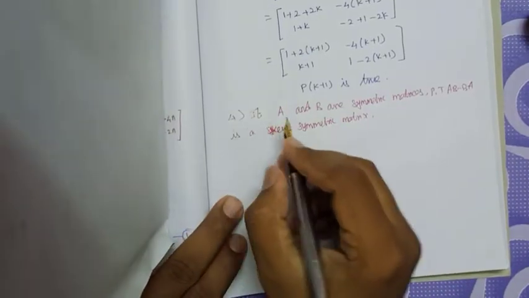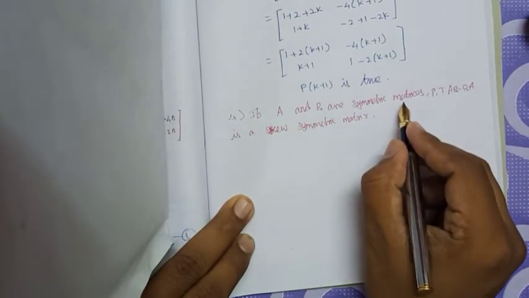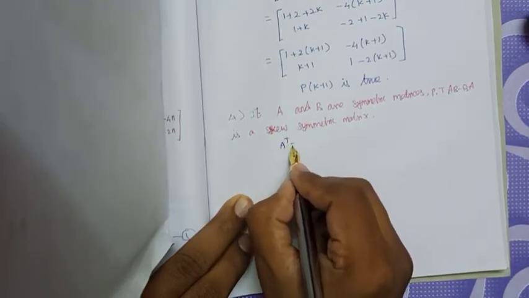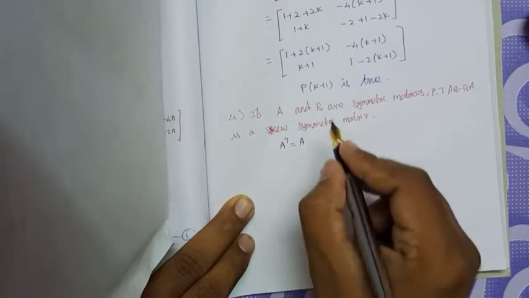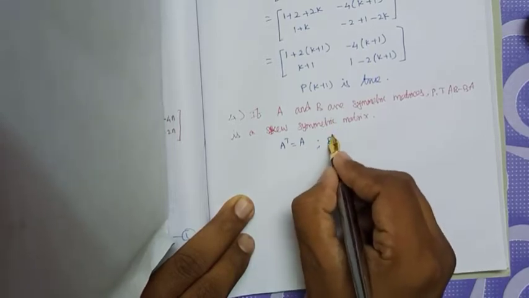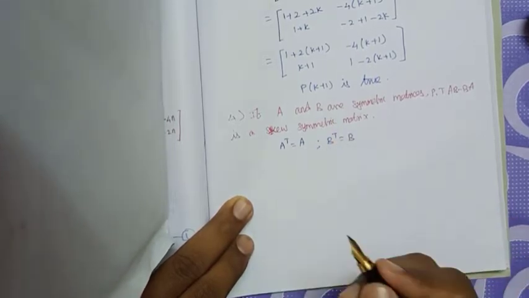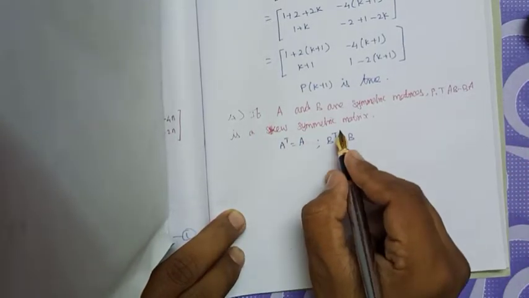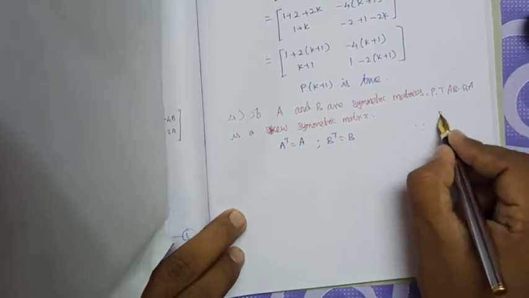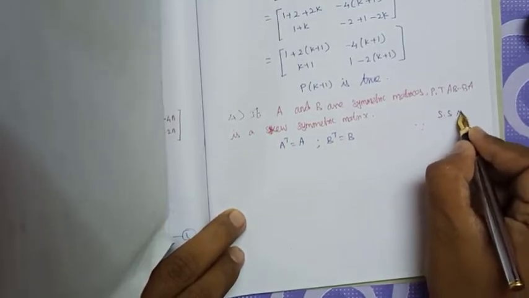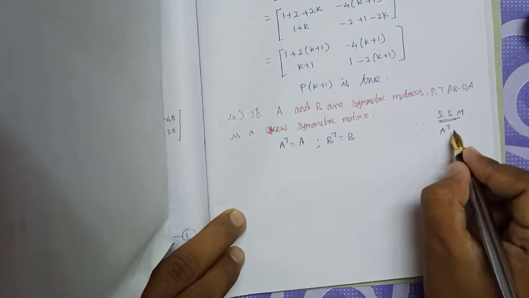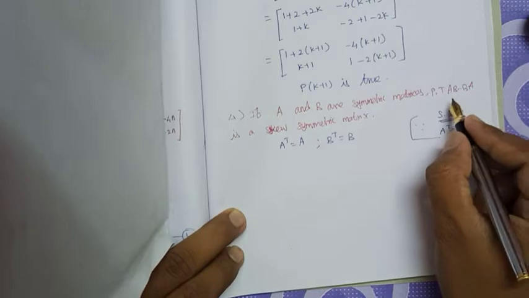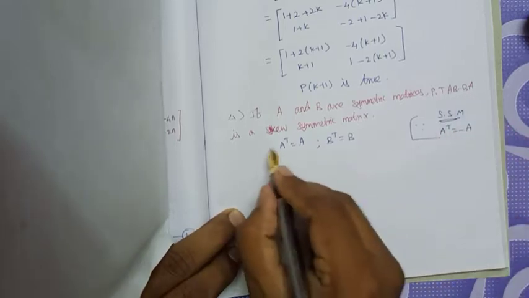So next for sum, if A and B are symmetric matrices. So what does it mean by symmetric matrices? That is A transpose equal to A, we get symmetric, and B also symmetric matrices, we write B transpose equal to B. Okay, then prove that AB minus BA is a skew symmetric matrix. What is the condition for skew symmetric matrices? Skew symmetric matrix, so A transpose equal to minus A. This is the condition for skew symmetric matrix. Here we prove that AB minus BA is a skew symmetric matrix.